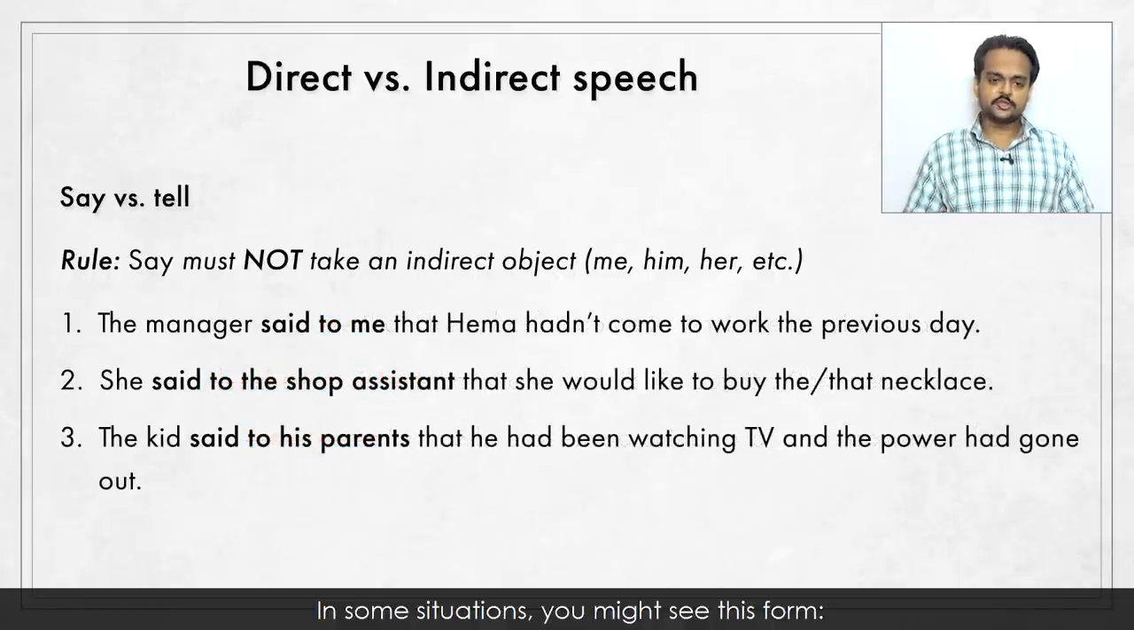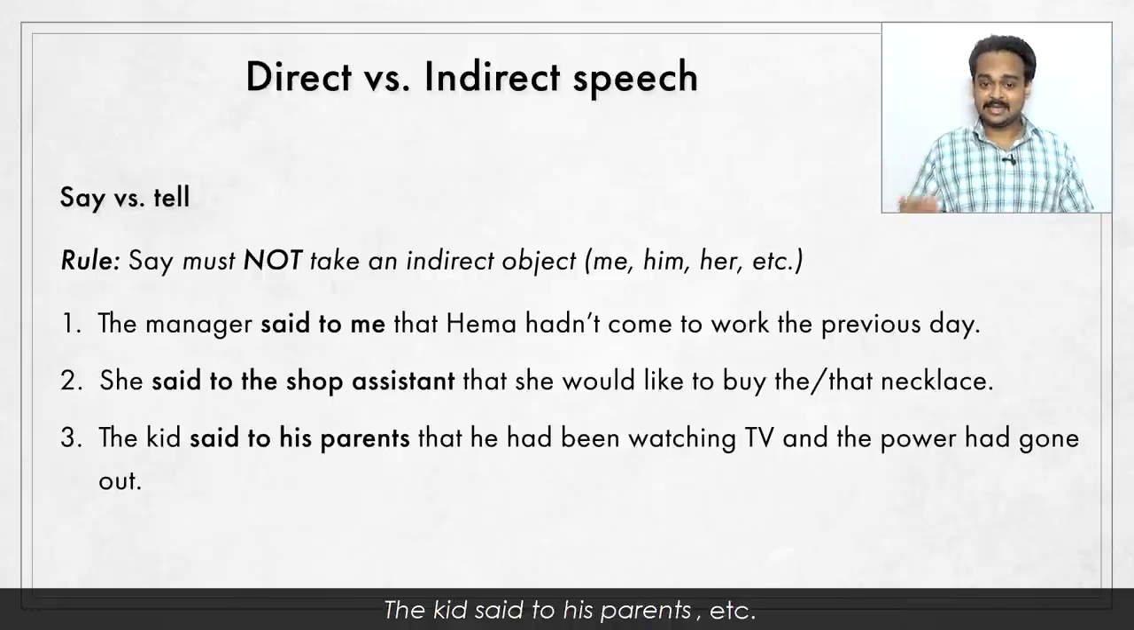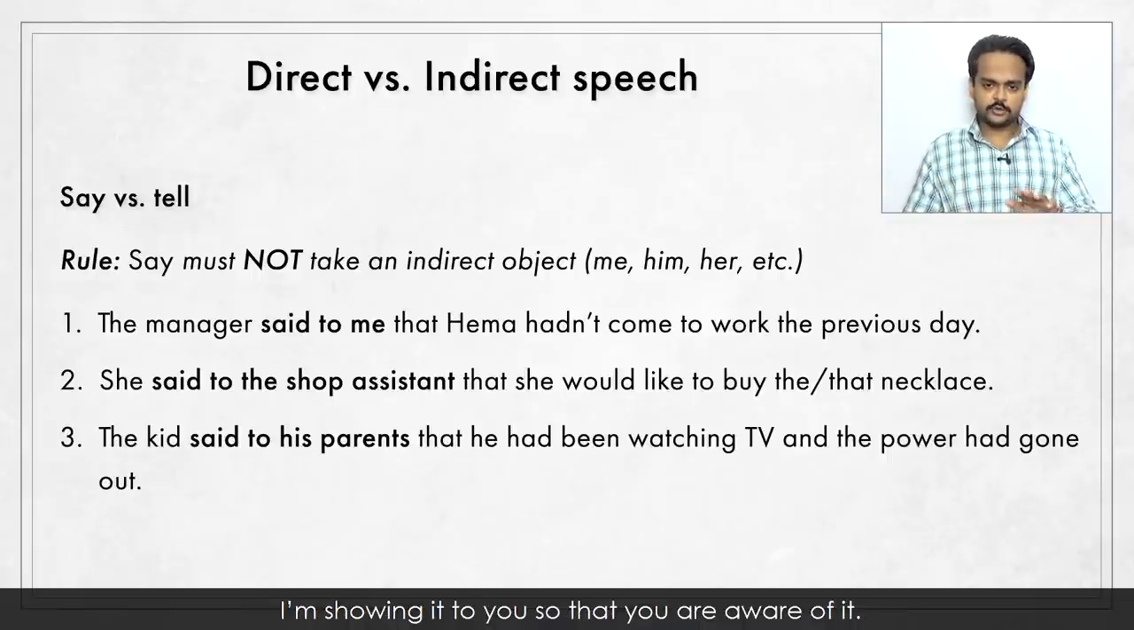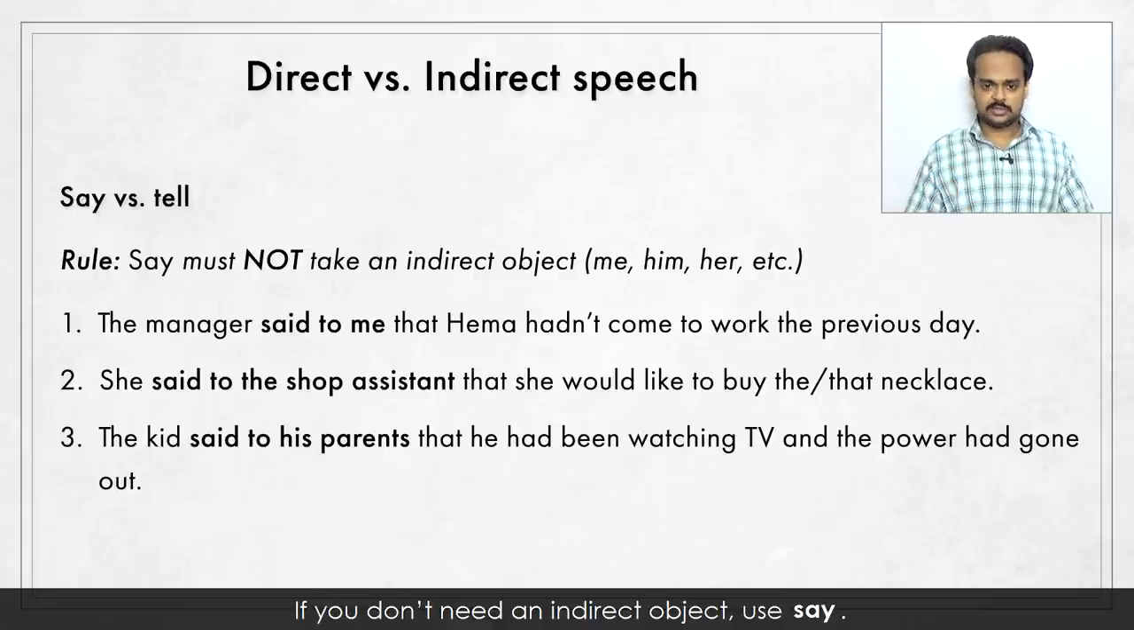In some situations, you might see this form. The manager said to me, she said to the shop assistant, the kid said to his parents, etc. This is grammatically correct, but it's not very common. I'm showing it to you so that you are aware of it, but if you need to include an indirect object, use tell. If you don't need an indirect object, use say.